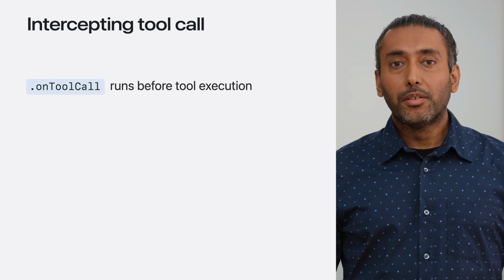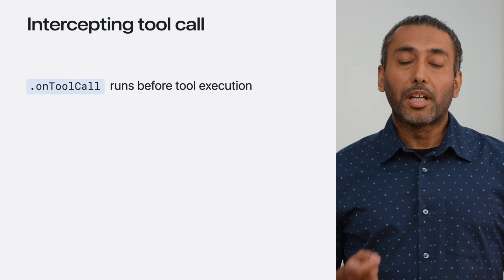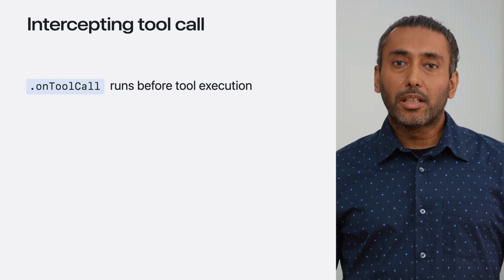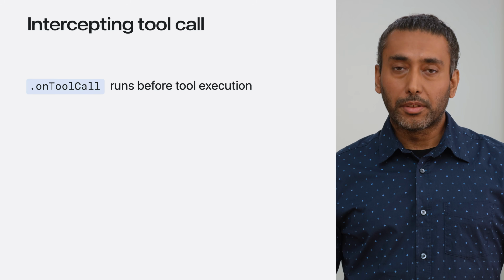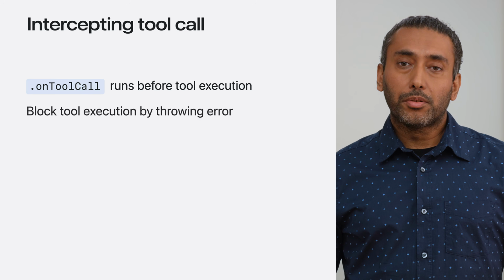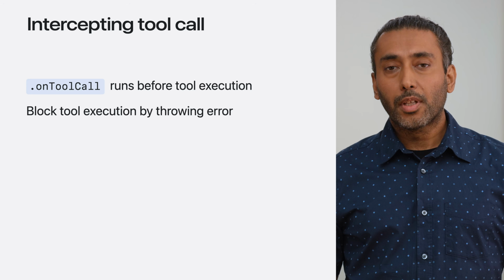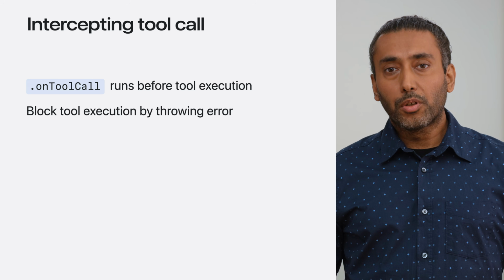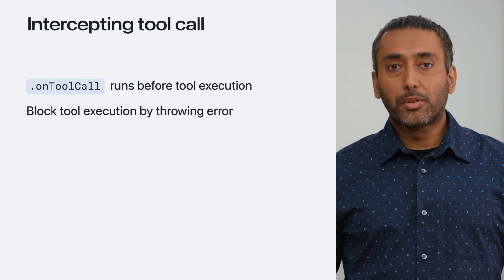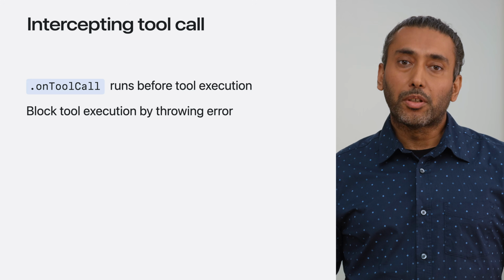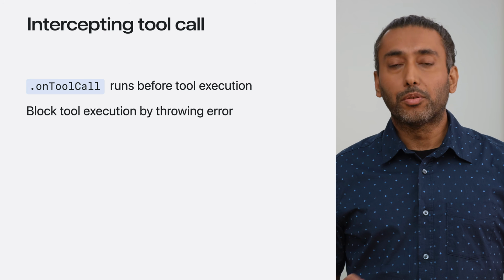So in summary, remember that this modifier runs before every tool execution, and the tool itself is not run until this callback returns. You can block tool execution by throwing an error. So conceptually, the onTool call modifier runs on the output of the model. Let's now look at a modifier that helps us check the input to the model.